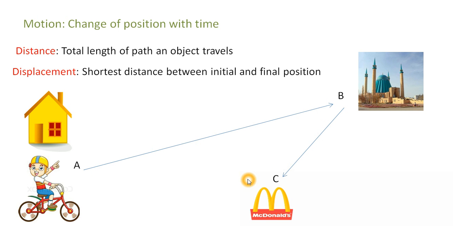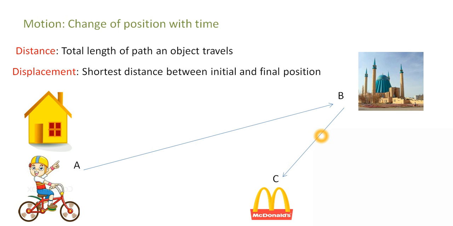Now in this case, what is the total distance covered by this boy? When I say distance, I mean the entire length of this path which he covered. So what was the path followed by the boy? First he followed this path from home to mosque. It means A to B, AB. Then he followed this path from mosque to McDonald's. That is BC.